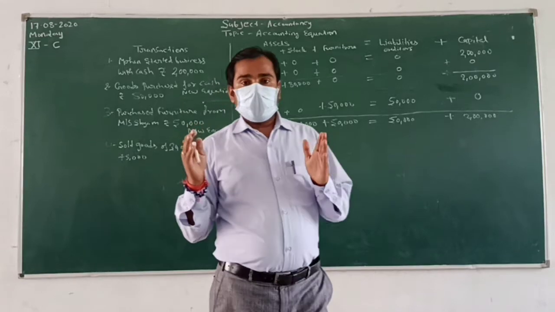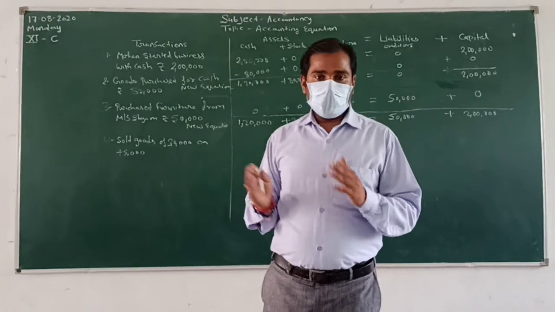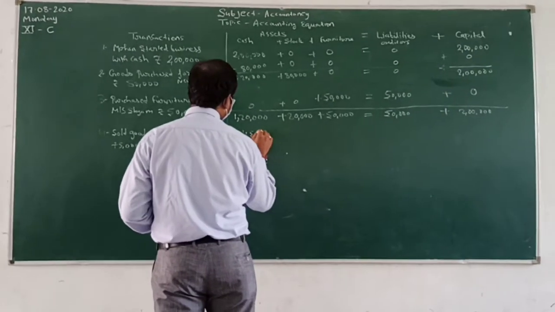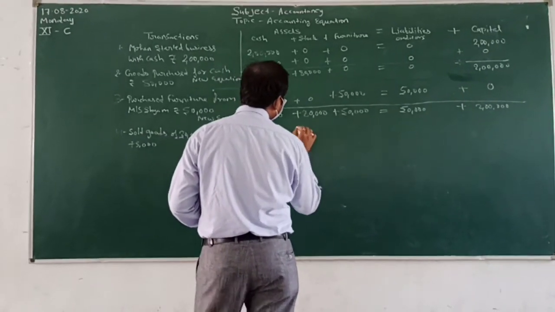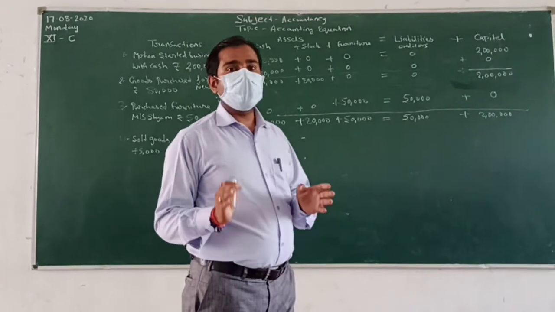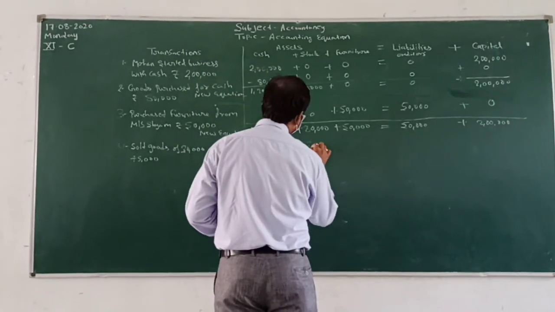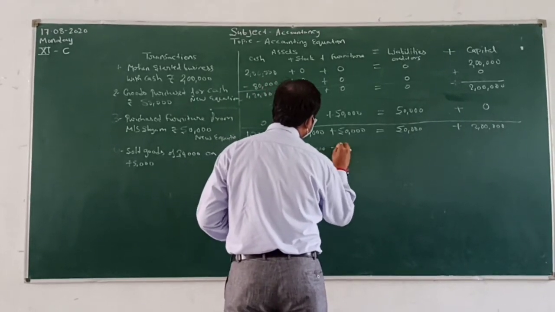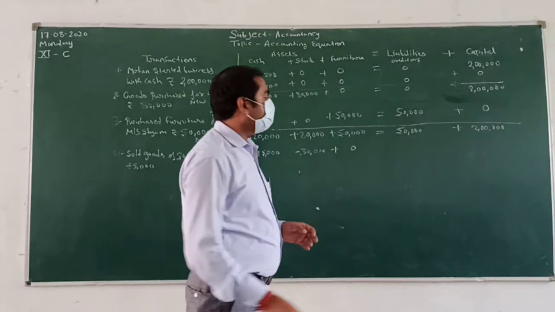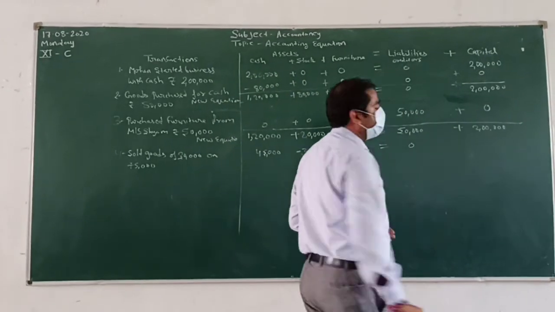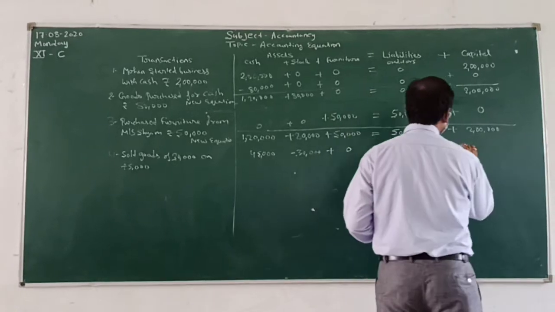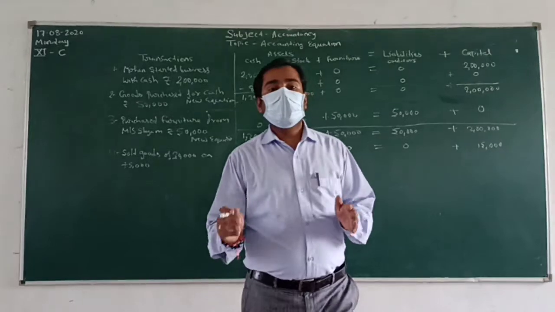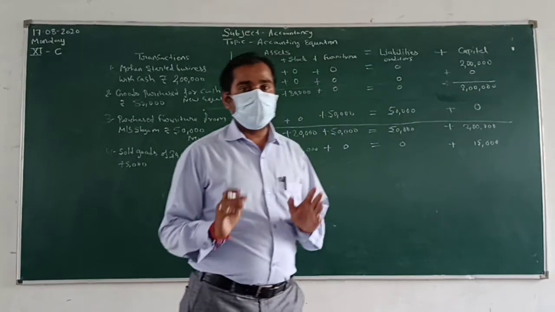Here 45,000 comes in the form of cash. We write here 45,000, but we reduce 30,000 stock. So 30,000 stock is reduced. There will be no effect in the furniture. There will be no effect in the creditors, but there is an effect of rupees 15,000 in capital because profit is earned of rupees 15,000.